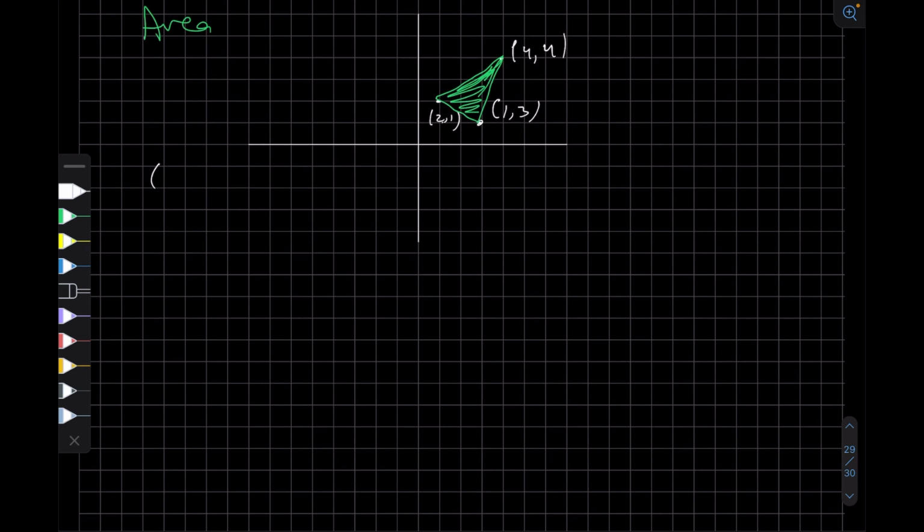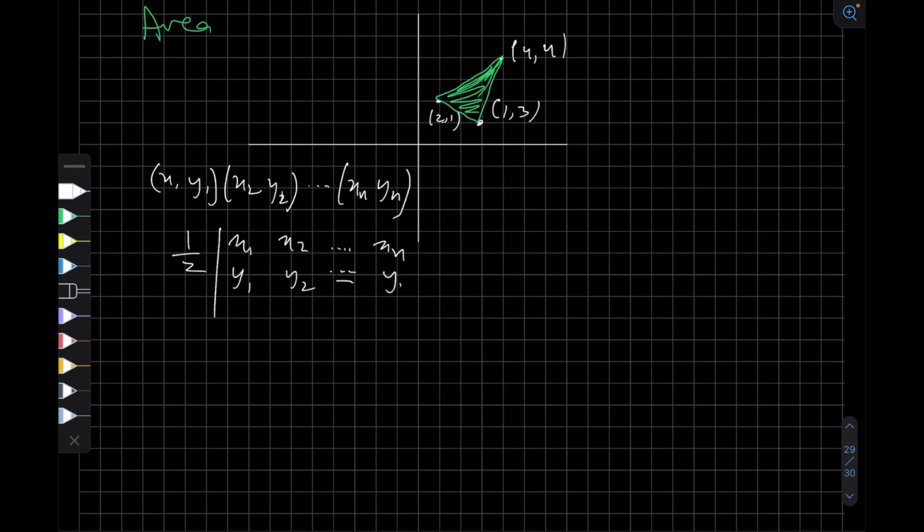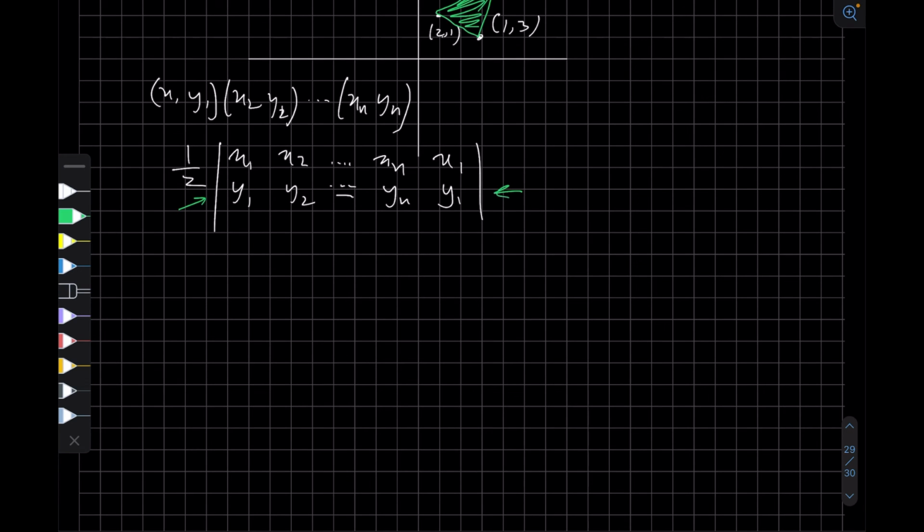If you have any x1, y1, x2, y2, all the way to some xn, yn, the way you do it is the following: half, then x1, y1, x2, y2, write all of those up to xn, yn, and then again completing the loop to x1, y1. And then, this by the way is a modulus sign indicating that it must be positive. What you do is you multiply diagonally, you add them all up, and then you multiply the other diagonal, you add them all up, and you find the difference between them.